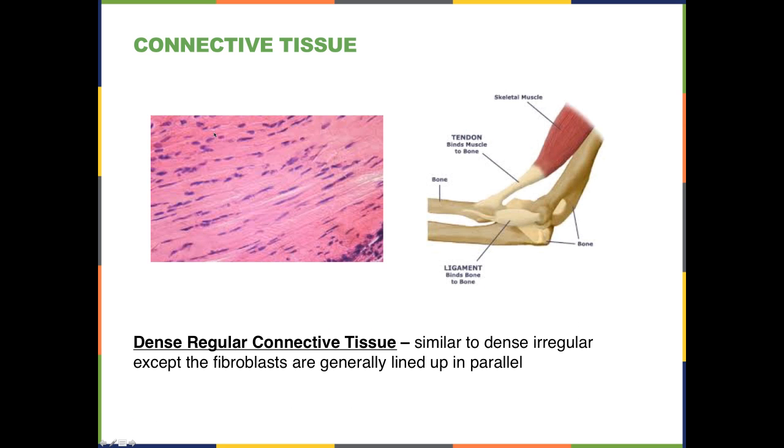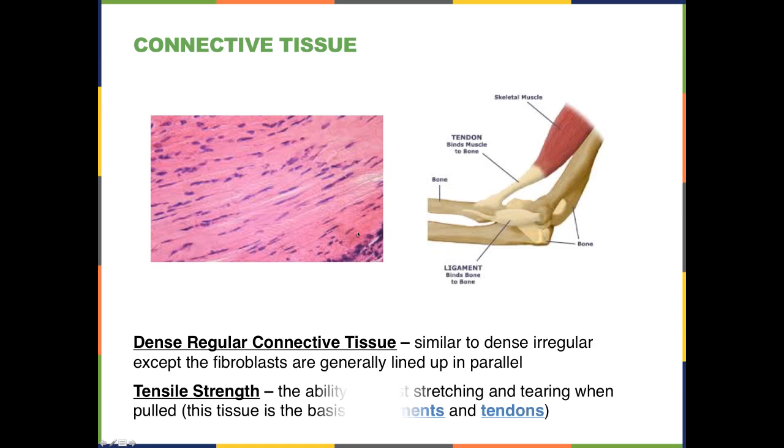Now this is a picture of what's called dense regular connective tissue. The previous was irregular. Dense regular connective tissue is called regular because it's in lines. It's parallel fibers. And you can see it here. There's this sense of a flow of fibers in a parallel direction. The fibers are lined up alongside each other, and you don't have any sense of anything going in this direction at all. And dense regular connective tissue is important because it has significant tensile strength.